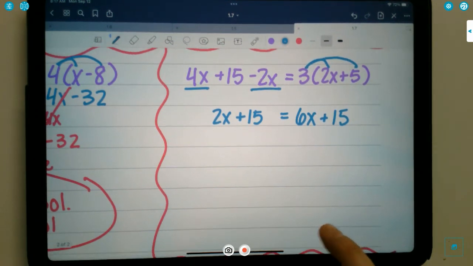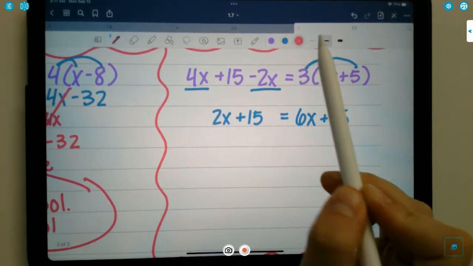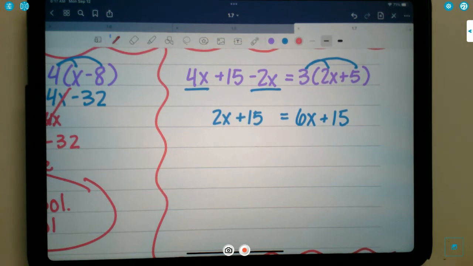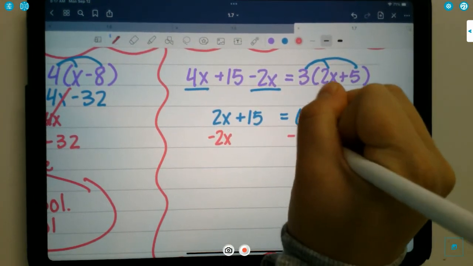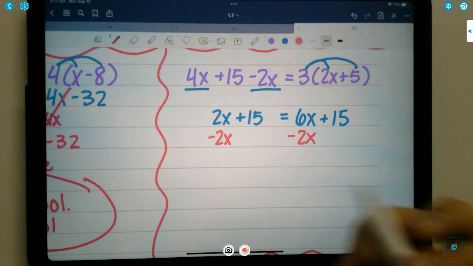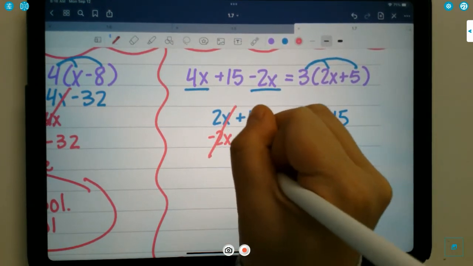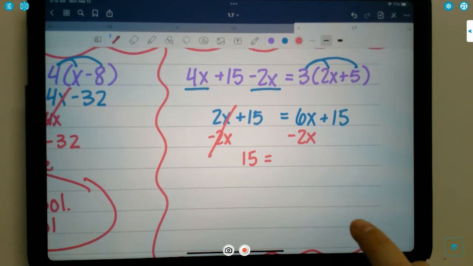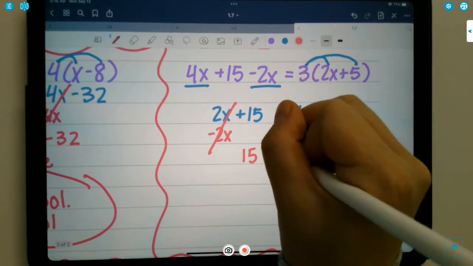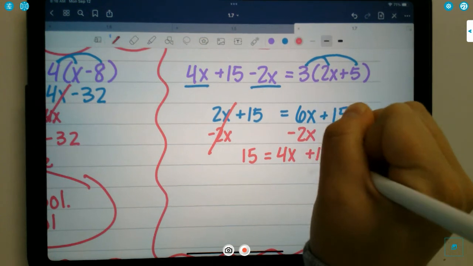Okay. Then, next thing that we want to do is we want to get all of our variables on one side of the equation or the other. So, I can either subtract 2x from both sides or I can subtract 6x from both sides. I think it's easier to subtract 2x because then I'll keep positive numbers. I'm going to do minus 2x on both sides. On the left side, those cancel, so that leaves behind just 15. On the right side, 6x minus 2x is 4x plus 15.